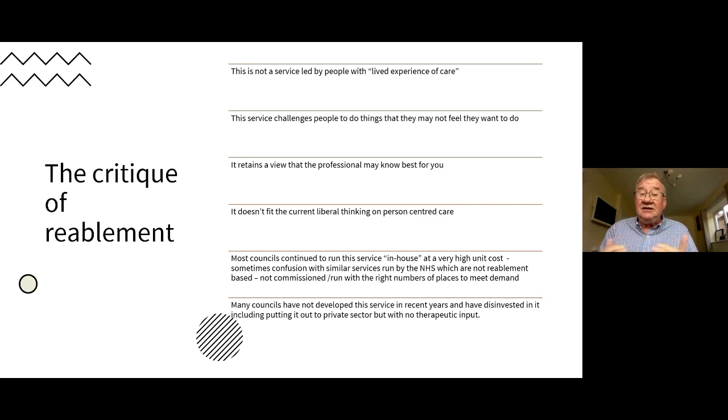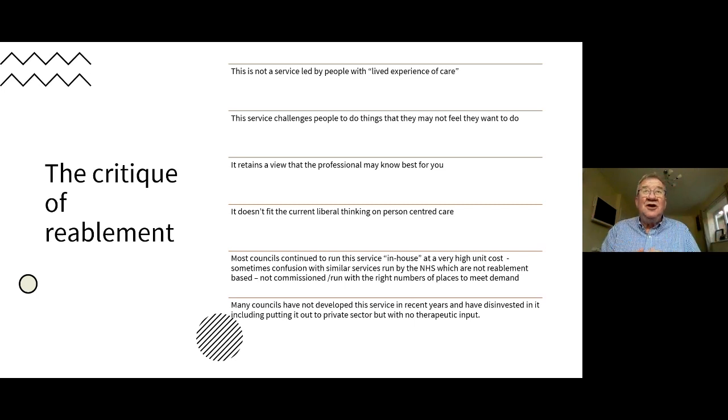And to some extent, it retains a view that the professional may know best for you. And that's a challenge for some professionals and some workers in the care system who do not want the system to be like that. And it doesn't always fit into the liberal thinking on person-centred care. Of course, every domiciliary care reablement package should be a person-centred care package. Every package should be unique to that person, to their circumstances.